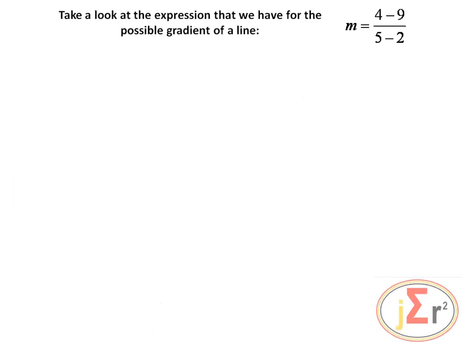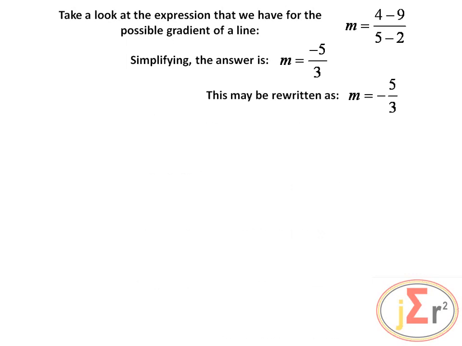So take a look at the expression that we have for the possible gradient of a line. 4 minus 9 over 5 minus 2. On simplification, we get m is equal to negative 5 over 3, which may be written as negative of 5 over 3.